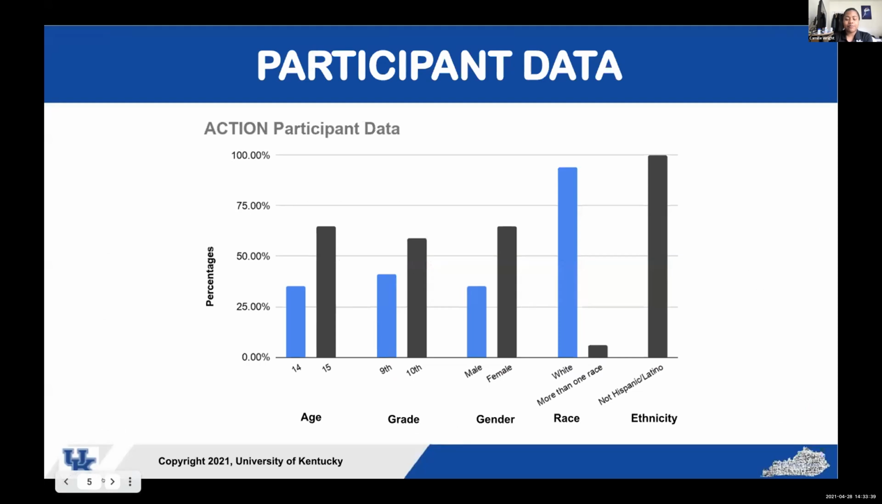So in terms of our participant data, all of our participants were upperclassmen in Appalachian high schools. They were either 14 or 15 years old. The majority were white and all were non-Hispanic. It was mainly ninth and 10th graders. There were a little bit more female students at our sessions than male students, but there was still a very good balance. And Julia's gonna go into more detail about this data here.